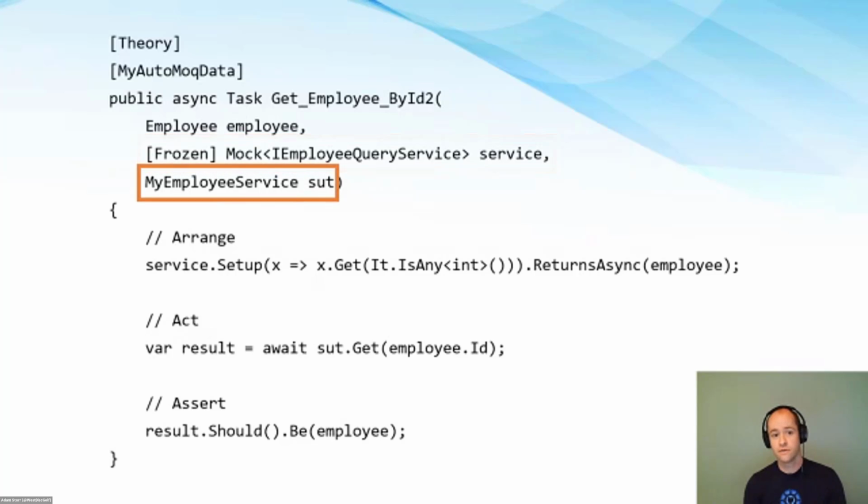And obviously, finally, we've asked it to spin up the service itself. Now, we didn't need to necessarily do this at this point. We could have said in the arrange phase, the sut equals new service with service.Object, but it's doing it for us. And as part of this, it is the tidying up of the arrange phase. It's also there to allow for refactoring and safety.